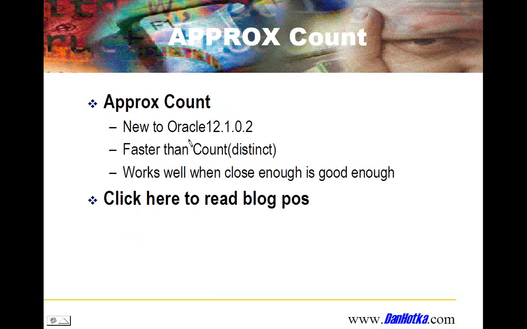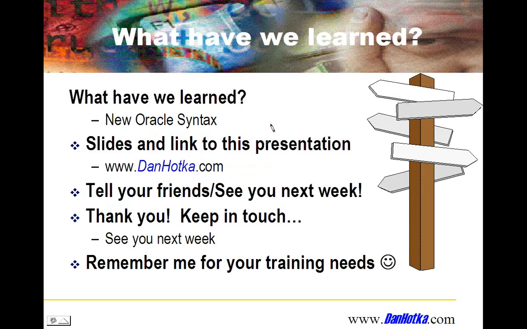And the approximate count is new to Release 2 of Oracle 12.1. It works faster than count distinct, and it works well when close enough is good enough. Looks like I forgot to put the link in here, but the other one has a link to read my blog post. Okay? And what we've talked about is some new Oracle syntax in Oracle 12 Release 2.